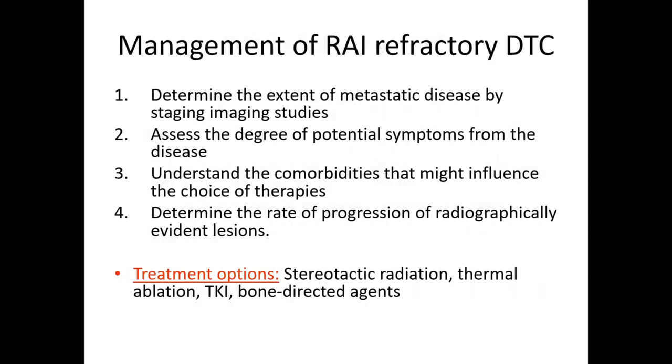Coming to the management of RAI refractory DTC, we determine the extent of metastatic disease by staging imaging studies, and we assess the degree of potential symptoms from those disease types, and we understand the comorbidities that might influence the choice of therapies, and we determine the rate of progression of these radiographically evident lesions. Mostly, these are lesion-oriented and symptomatic treatments, which include stereotactic radiation, thermal ablation, TKI, and bone-directed therapy.